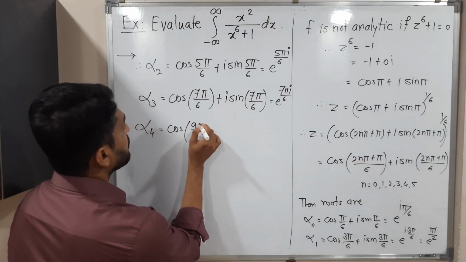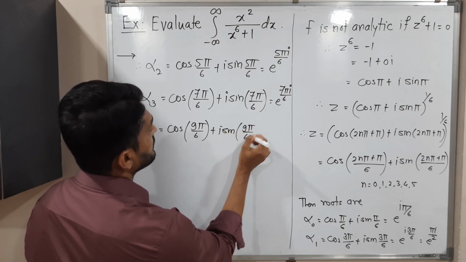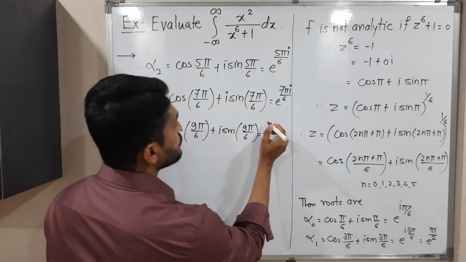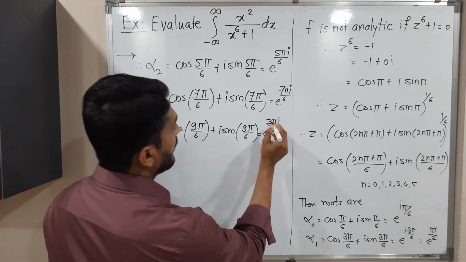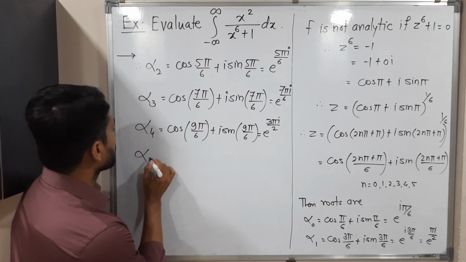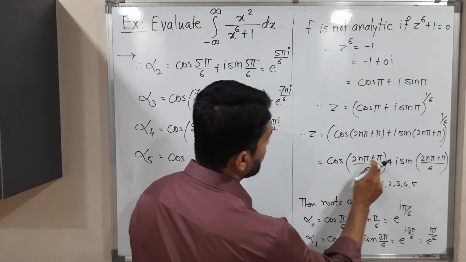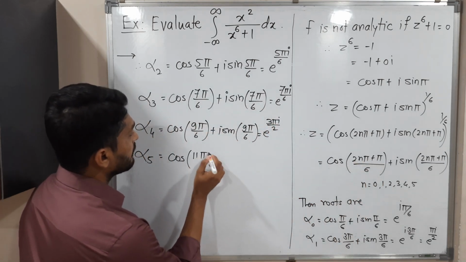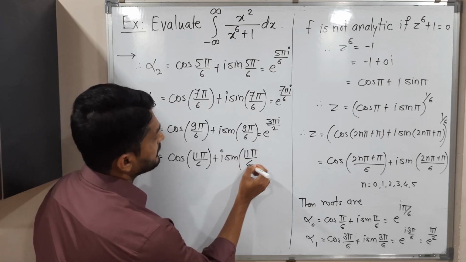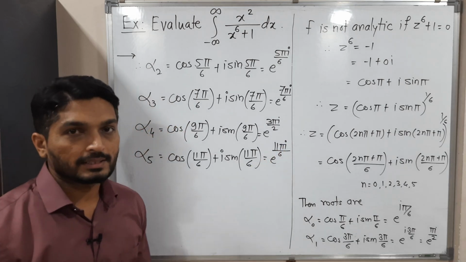Cos 9 pi by 6 plus I sin 9 pi by 6 is equal to e raised to, see, 3 will get cancelled, no. So e raised to 3 pi I by 2. 9 pi by 6 actually, but 3 get cancelled, so 3 by 2. So I wrote in this way. N is equal to 5, last root: cos 5 into 2, 10 plus 1, 11, cos 11 pi by 6 plus I sin 11 pi by 6. It means e raised to 11 pi I by 6. So we got 6 different roots.